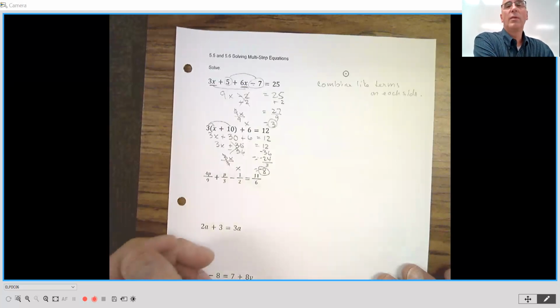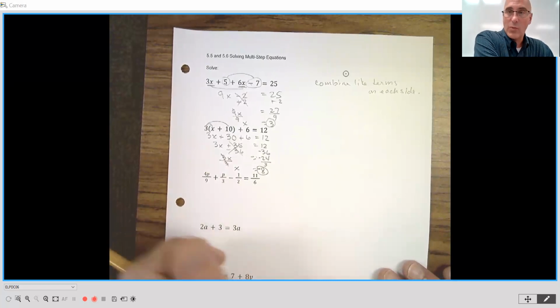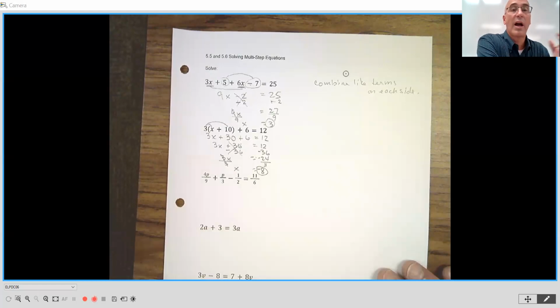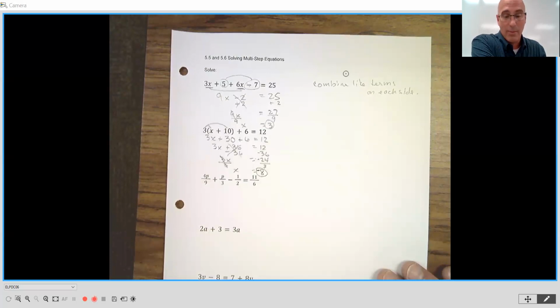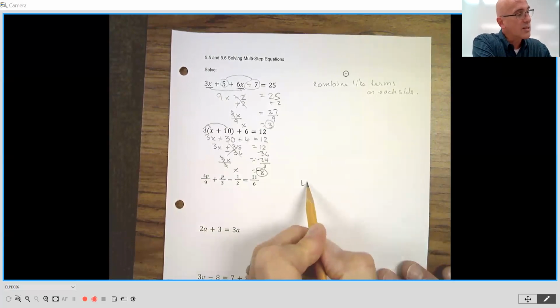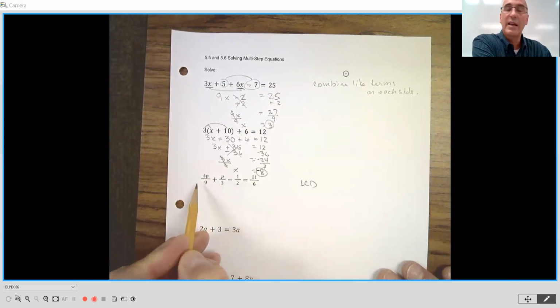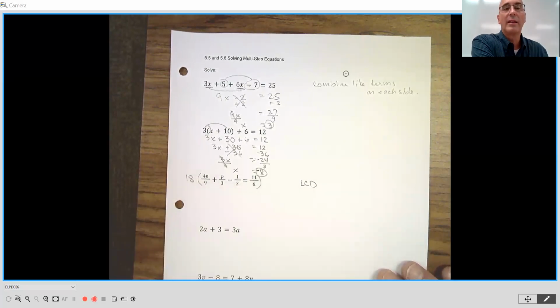Now we have a whole bunch of fractions here. And the easiest way to solve this is if we multiply the entire equation by the same number. We can do that. And we can do that using the least common denominator. Okay, so your least common denominator, in this case, it is 18. So we are going to multiply the entire equation by 18.